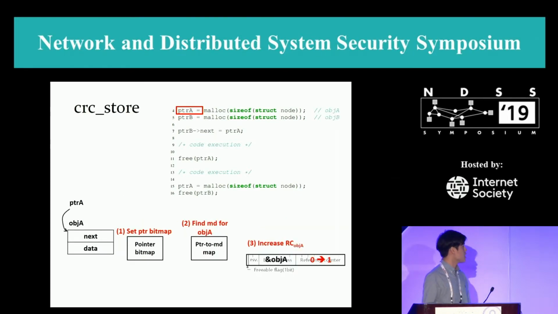After that, pointer A will be pointing to object A, so we set the bit in the pointer bitmap, find the metadata for object A, and then increase the reference count for object A.